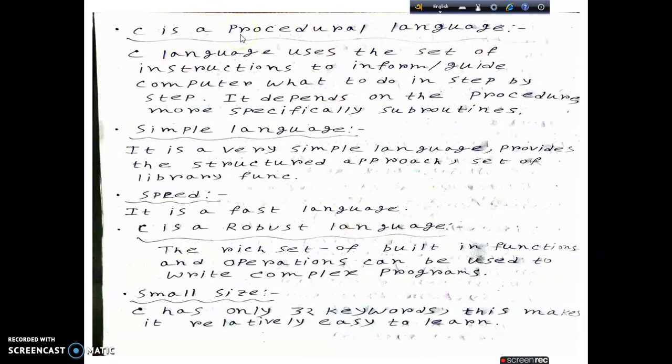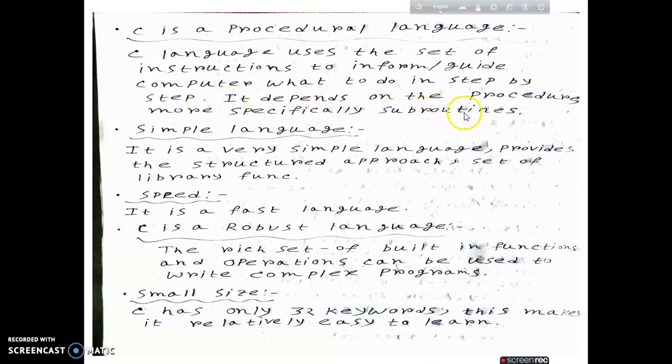So tell me, what is a procedural language? C is used as a set of instructions to inform or guide the computer on what to do step by step, that is, what to do in the next step.